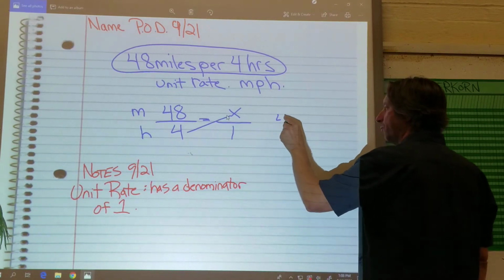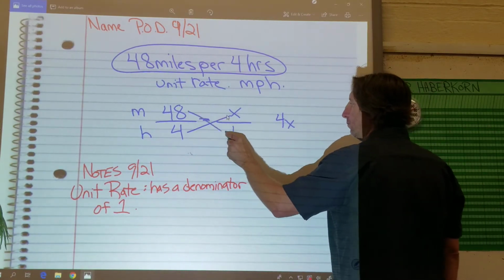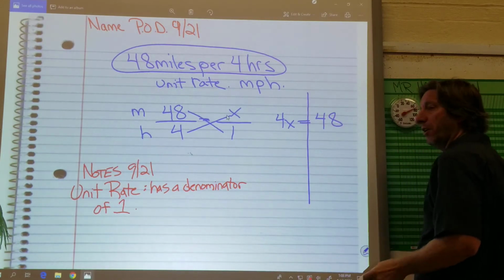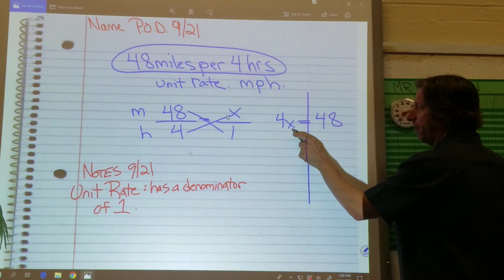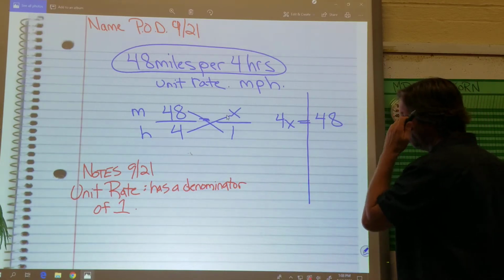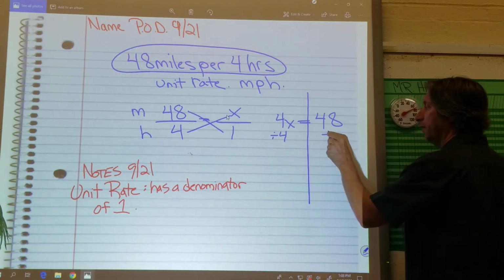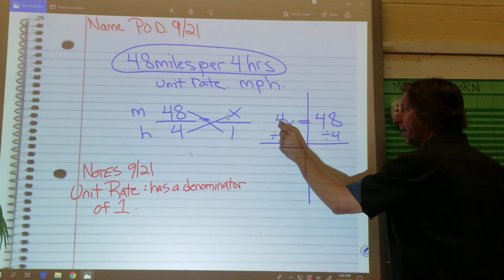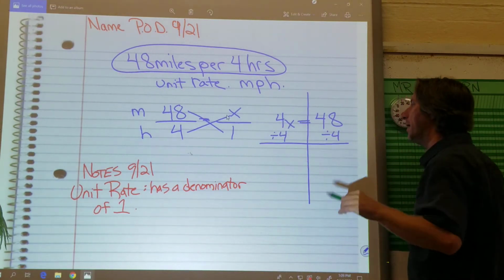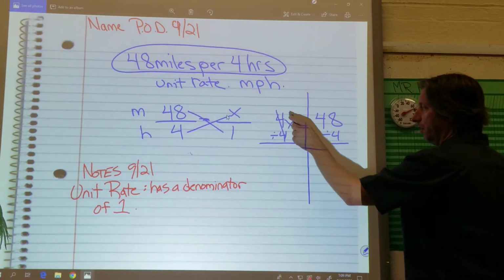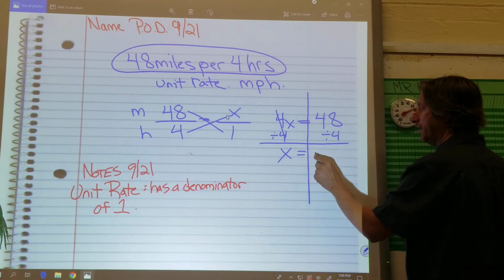4 times x is 4x. 48 times 1 is 48. Solve our equation by getting our variable by itself. You guys are probably getting really fast at these by now. Divide each side by 4. I know you could do these in your head, but I still want you to show your work. I promise you it'll help you later in the year when we do longer algebra problems. Cross those out, and I get x equals 12.